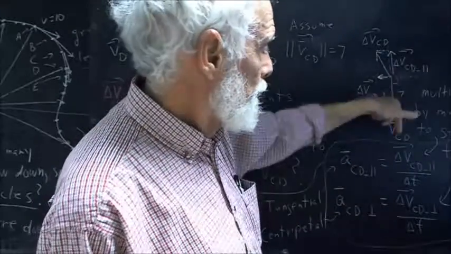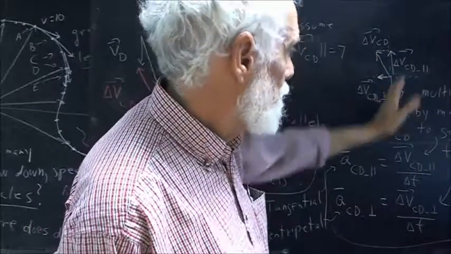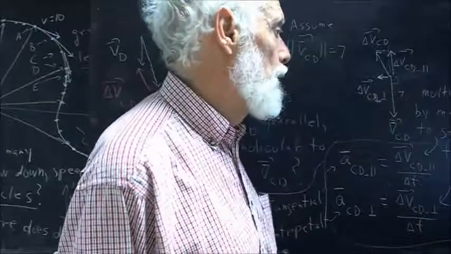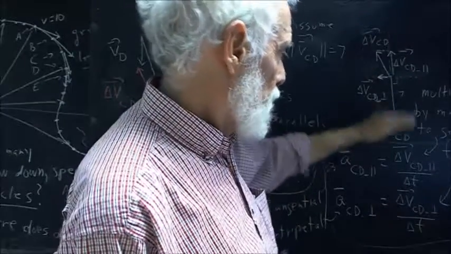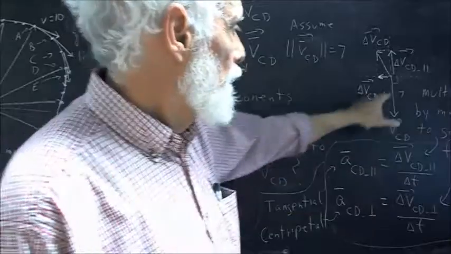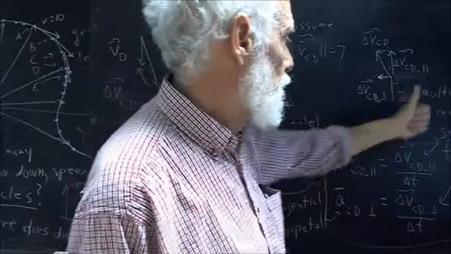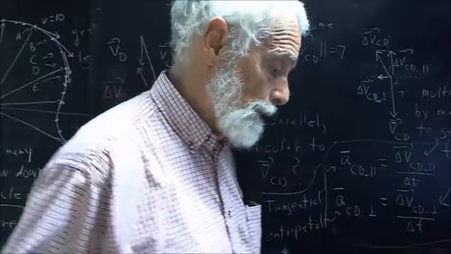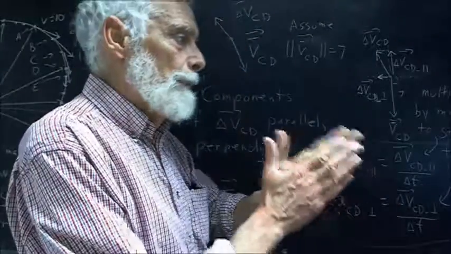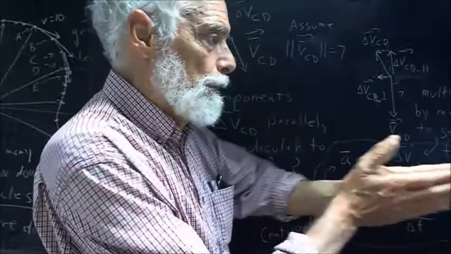The magnitude of this vector is our speed. This is the change in our speed, and it's in the direction opposite to our velocity. This vector tells us the change in velocity perpendicular to our direction of motion. It's like I'm driving and I'm maybe going around a curve.